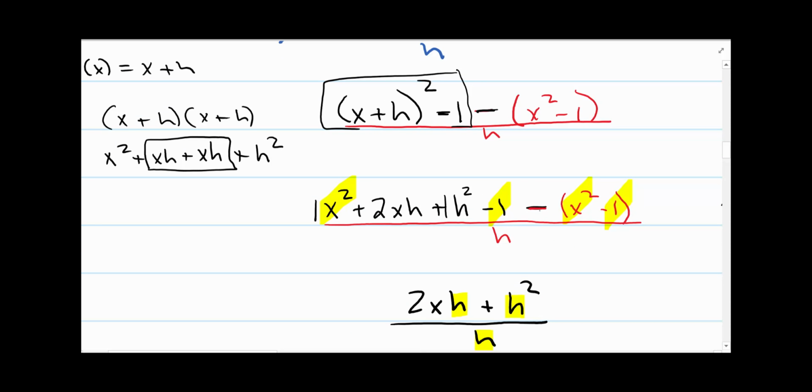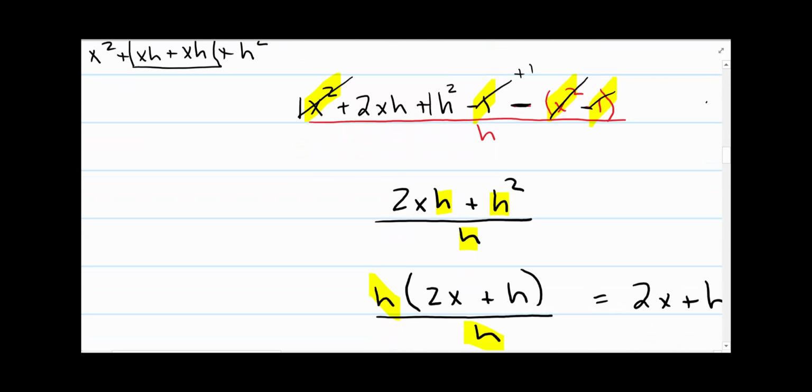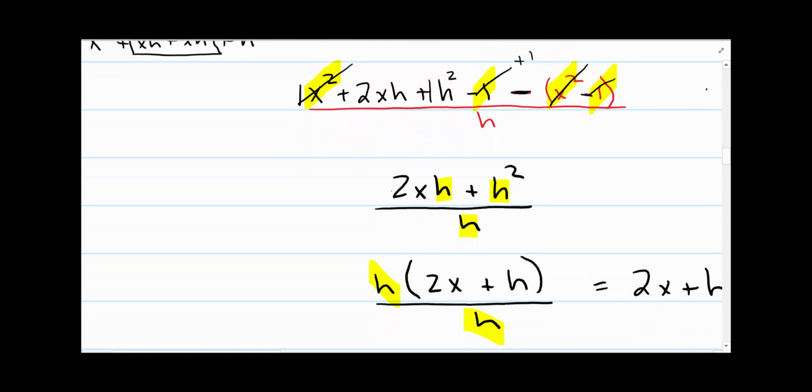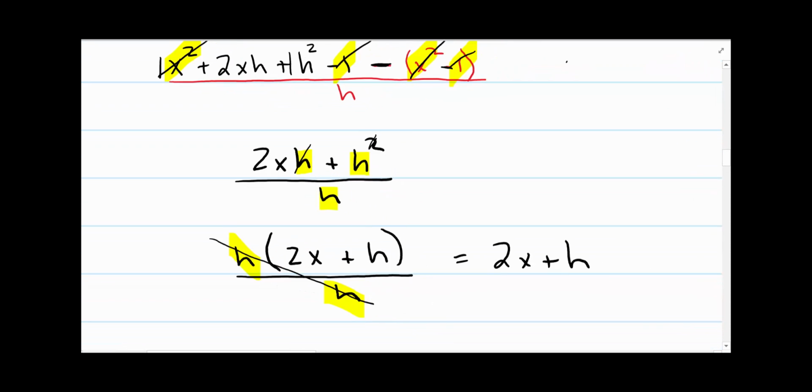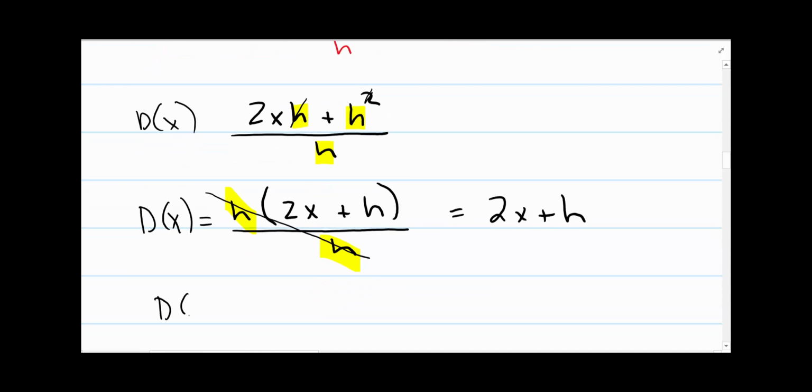So x squared subtract x squared, those cancel. A negative 1, well, subtract a negative is the same as adding 1, so those cancel. And what you have left is 2xh plus 1h squared. And then notice that those three things all have an h in common, so we're going to factor out an h. We factor out an h in this first term, that will cancel. We factor out an h in the second term, it'll just be h all over h, those cancel. And the final simplification, d of x is equal to 2x plus h.